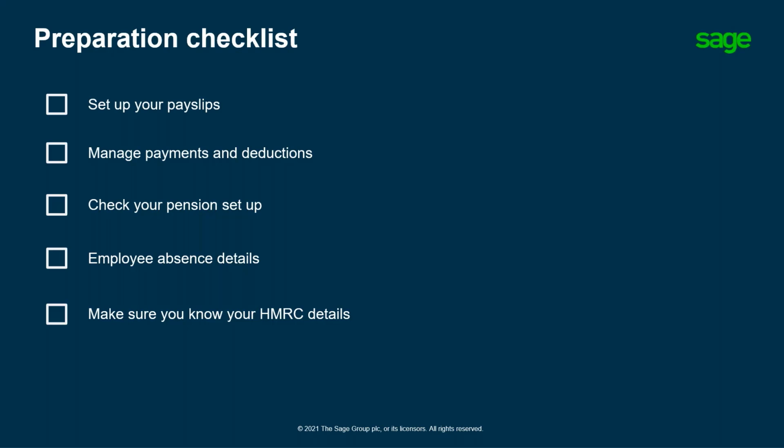So let's go back to the slides and we'll recap on those preparation steps. Firstly, you should set up your payslips or check that you have the right layout selected for you. You should manage any payments and deductions within the settings area of the program. Check your pension setup or set up a new pension if that's required. Enter any employee absence details. And make sure that you do know your HMRC logon information, because without that, you will not be able to submit.